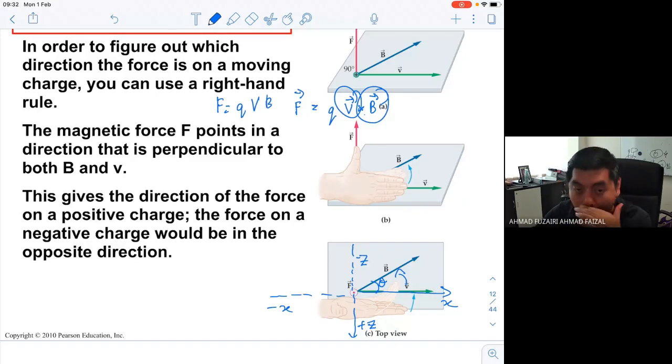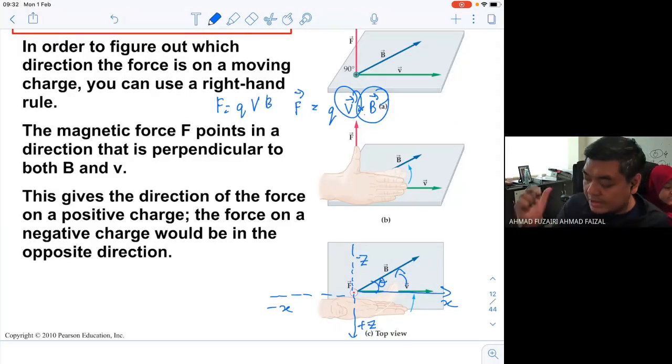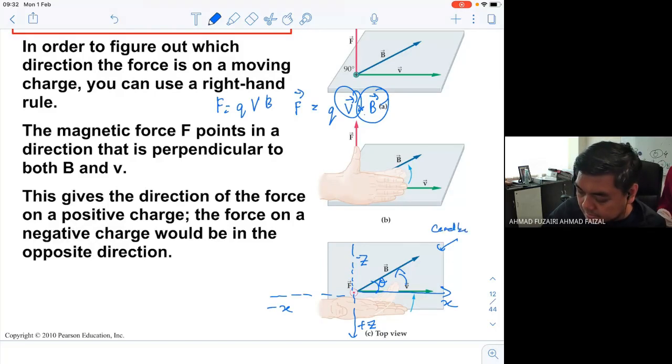From the top view, you cannot see where the positive Y is, because the positive Y is pointing to your eye, where the negative Y is actually pointing to the cardboard. Let's say this is your cardboard. So I'm saying you should try to do it on your own.